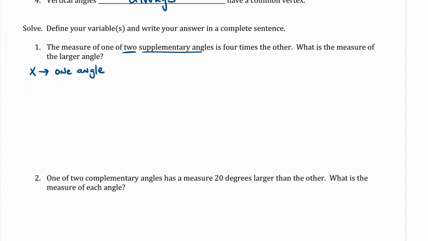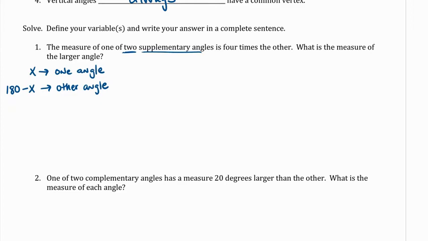Now, if I want to come up with something for the other angle, well, my other angle is supplementary to the first one, which means that if I add the two angles together, I get 180. If my first angle is 100 degrees, then I know my second one is 80, because I can do 180 minus 100, and I get 80. So to do that in a variable expression, if I know one angle is x, then my other angle has to be 180 minus x. Okay, so there's our expressions for our two angles.